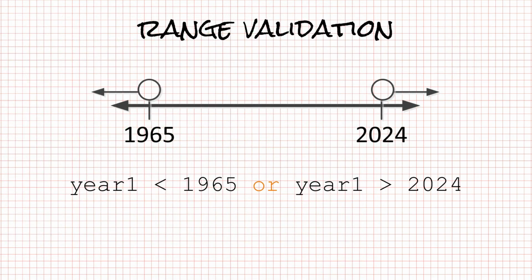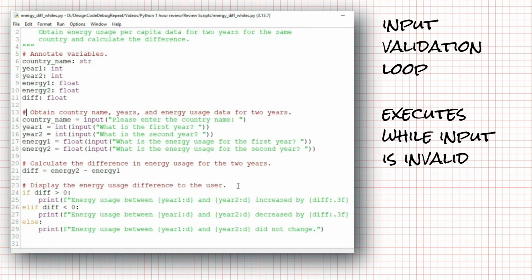Back to our number line. A year outside of the valid range will either be less than 1965 or it will be greater than 2024. That expression looks like year1 < 1965 or year1 > 2024. Now let's talk about an input validation loop. This is a loop that will execute as long as we have invalid input. We use a conditional loop because the number of times it executes is dependent on a condition, the user giving us bad input. It's not executing a specified number of times.